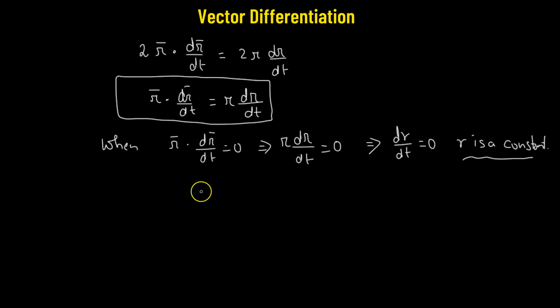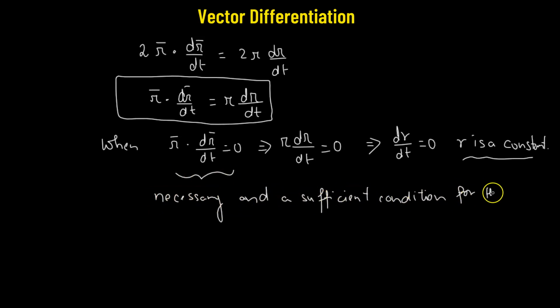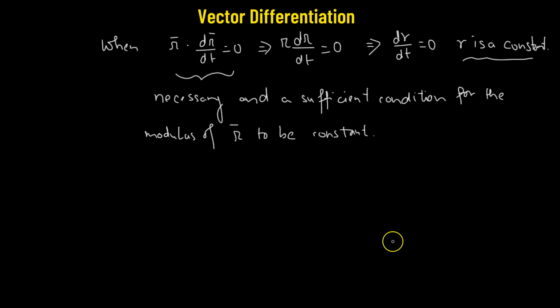So in other words, we can say that this is a necessary and sufficient condition for the modulus of vector r to be constant. And when we have the vector r crossed with its first derivative with respect to t, if this equals 0, this is a necessary and sufficient condition to say that the vector r has a fixed direction.